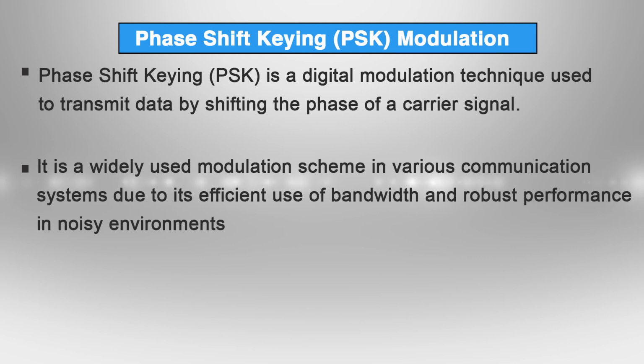Now, let us discuss the main topic of this lecture, that is phase shift keying. Shift keying is nothing but alteration or changes between 0 and 1. In digital modulation, techniques are used to convey data by altering specific attributes of the carrier signal, such as its amplitude, frequency or phase, that is switching between 1s and 0s.